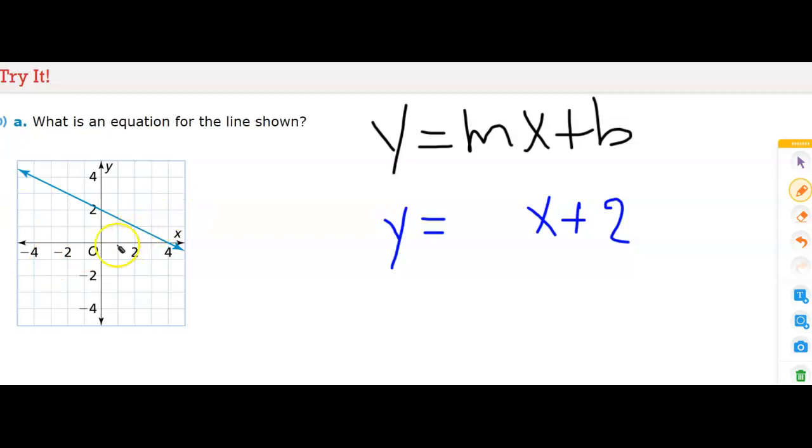So I pick a point on the line. So if I choose here, my rise would be 1, and my run would be 1, 2. So it'll be 1/2. So our slope would be 1/2 times x plus b. So y equals mx plus b will be this.